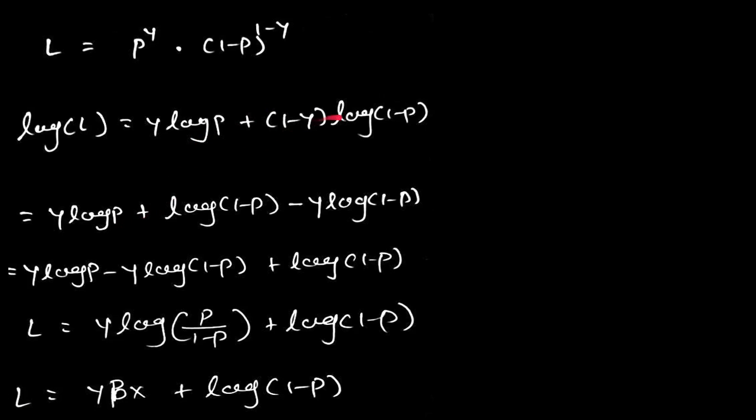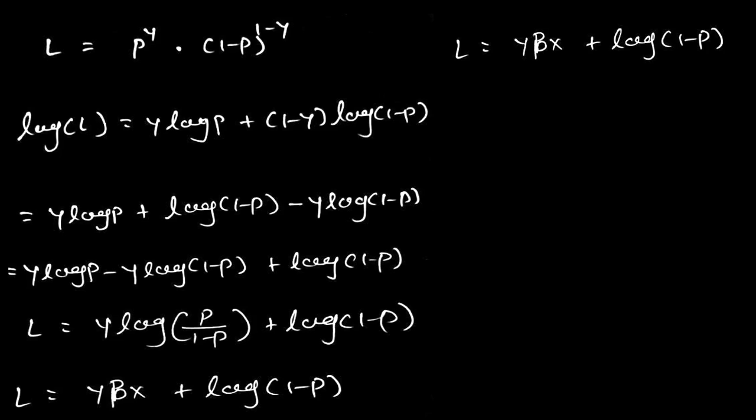So y log p plus, I multiply inside, log (1 minus p) minus y log (1 minus p). Okay. Now I join them: y log p minus y log (1 minus p). So y times (log p minus log (1 minus p)). That's basically y log of p divided by (1 minus p). And what is this? It is the log odds, right? So we can just say y beta x plus log (1 minus p). So our simplification for the likelihood becomes y beta x plus log (1 minus p).